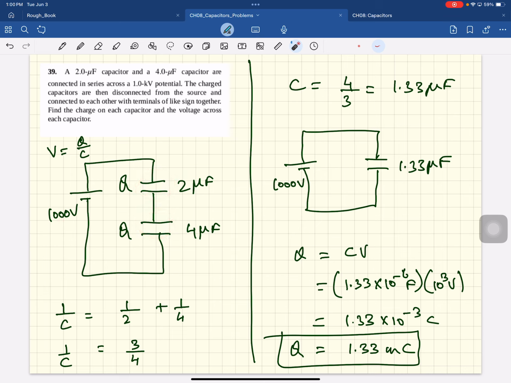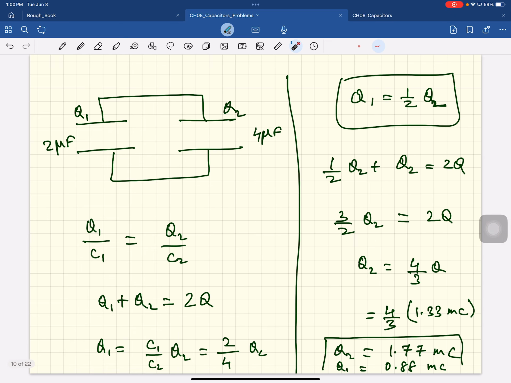So that's how they charged. Okay. The charges were equal, 666 volts, 333 volts. You disconnected them, reconnected them, and now the voltages across them are the same. Okay. So the charges redistribute such that the voltages are the same.